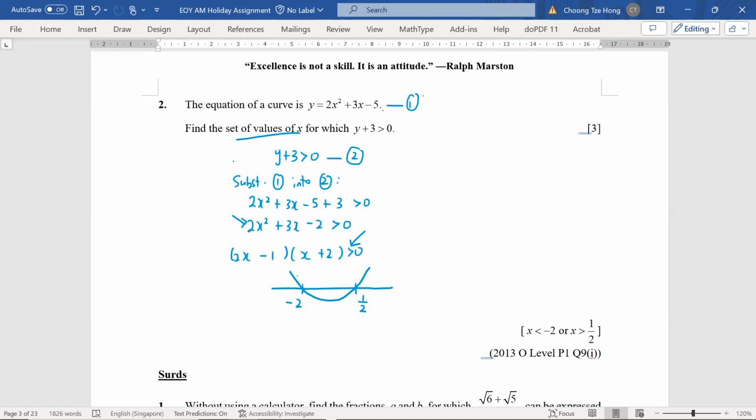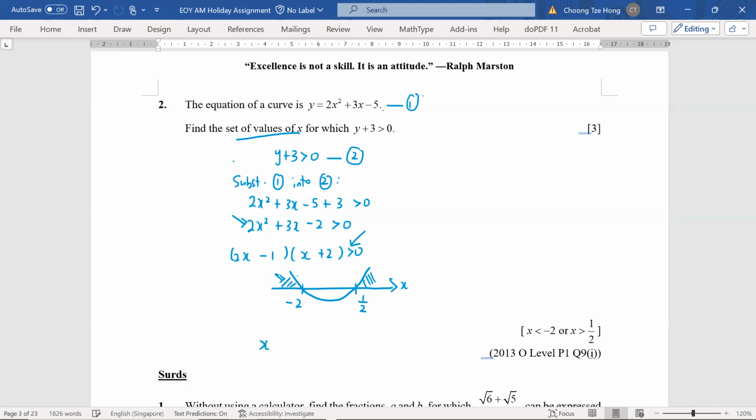So we will take those parts that are above the x-axis, so the x-axis over here. We will shade this part and this part, because these are the parts of the curve that are above the x-axis. Since we have shaded these two parts, for this region on the left, we want values that are to the left of negative 2. That means values of x that are less than negative 2.